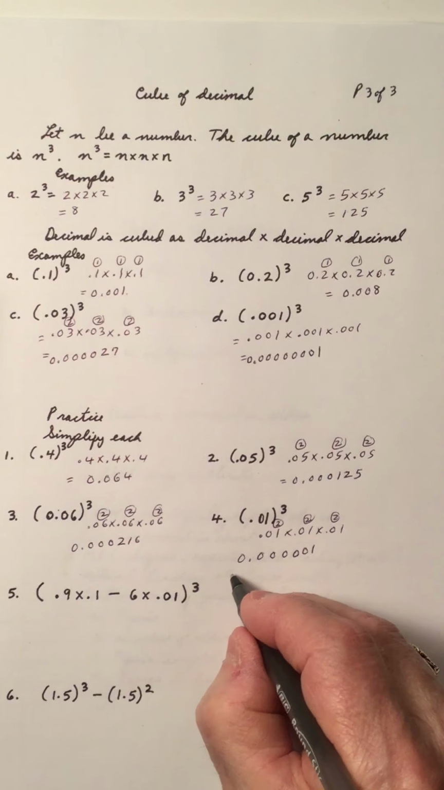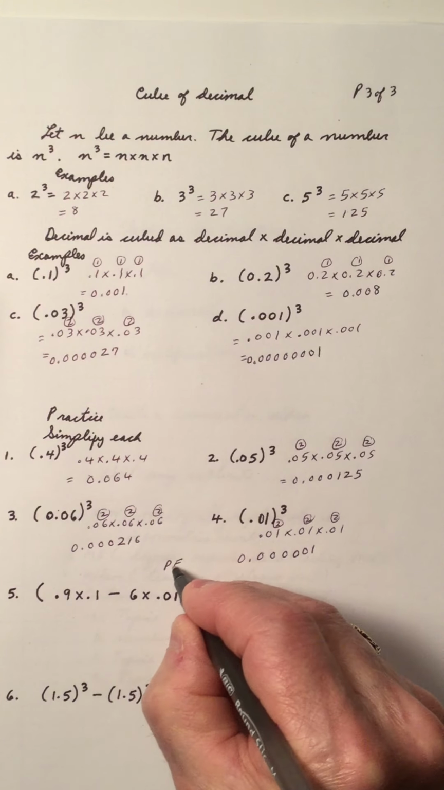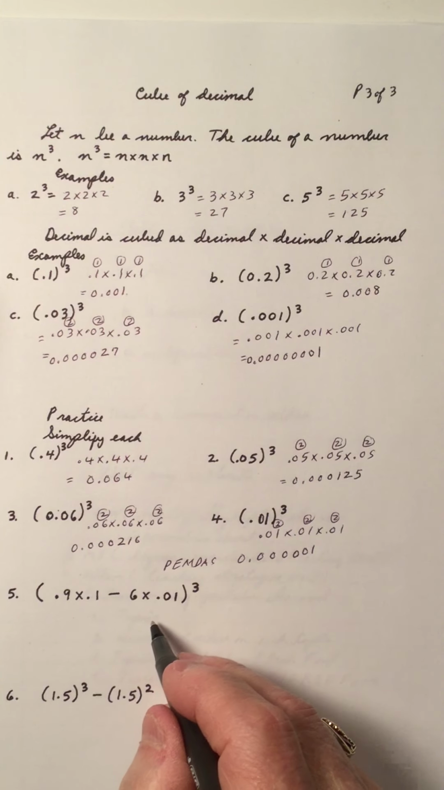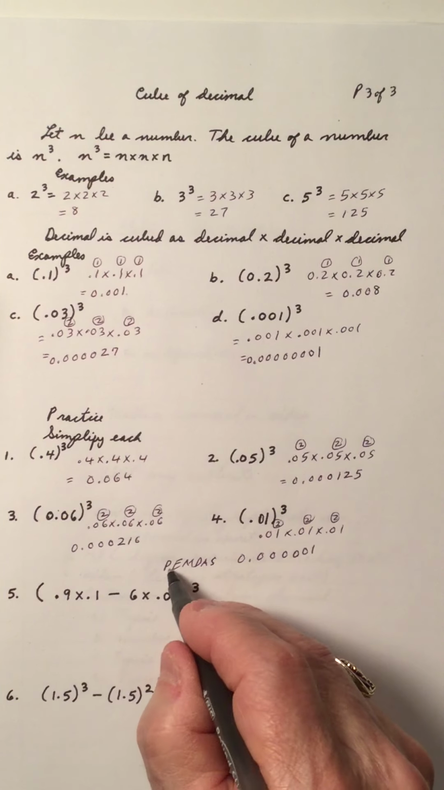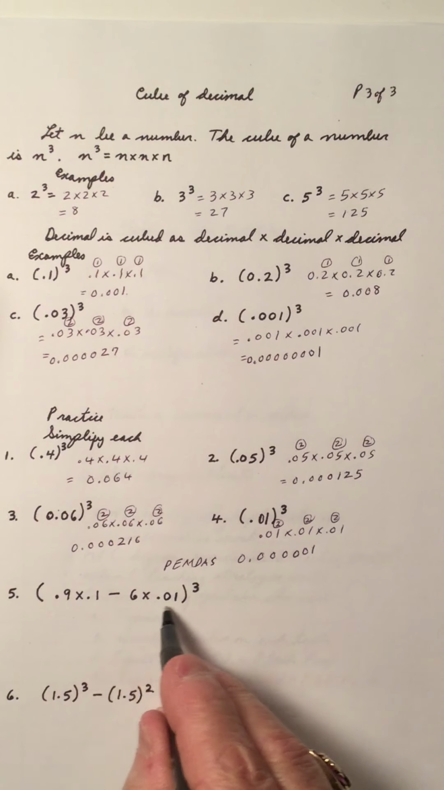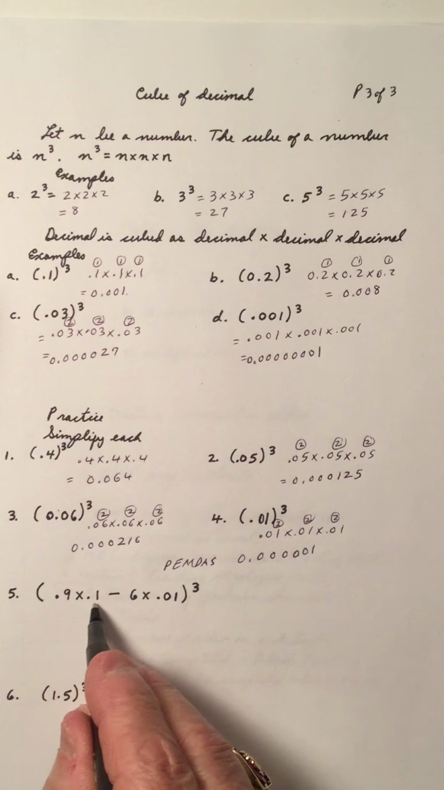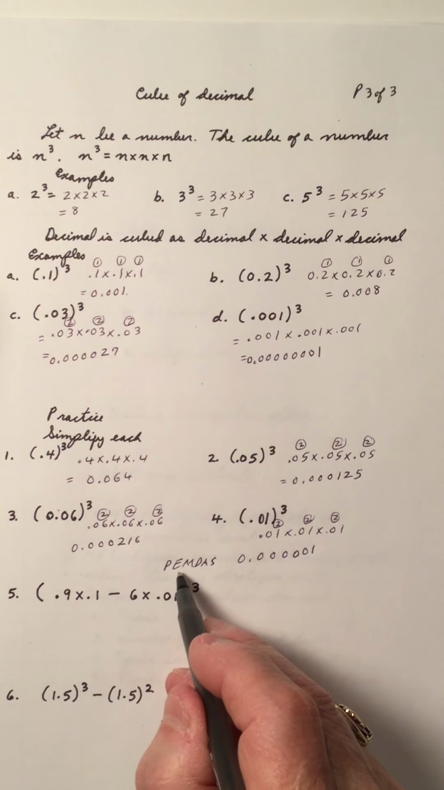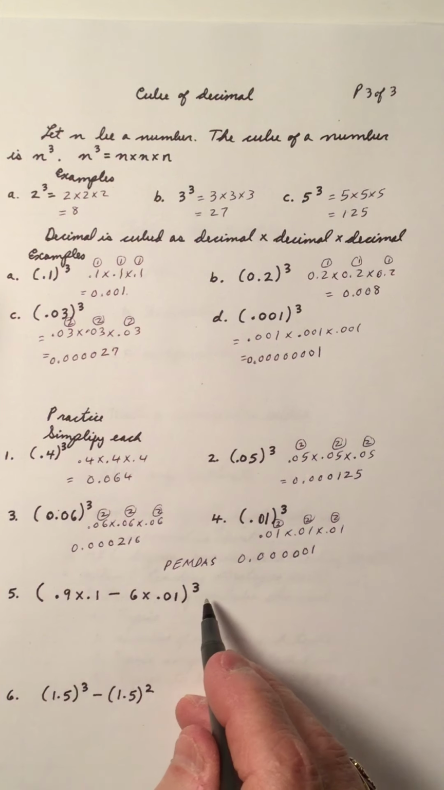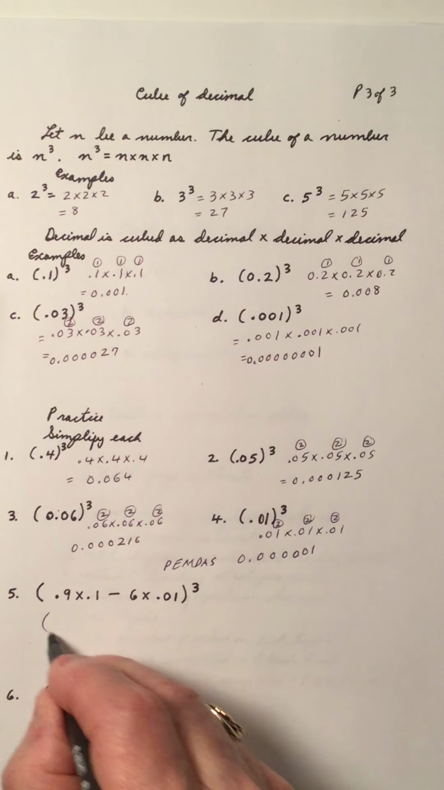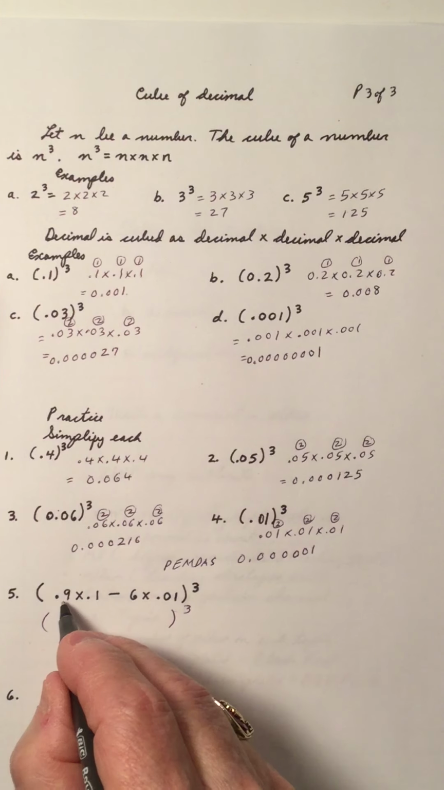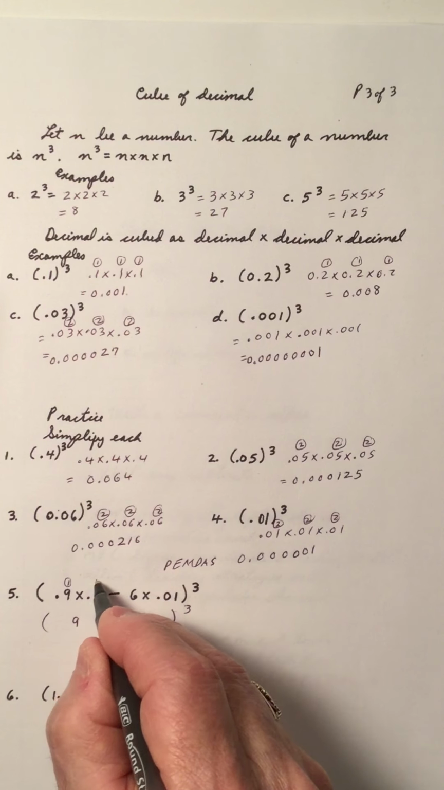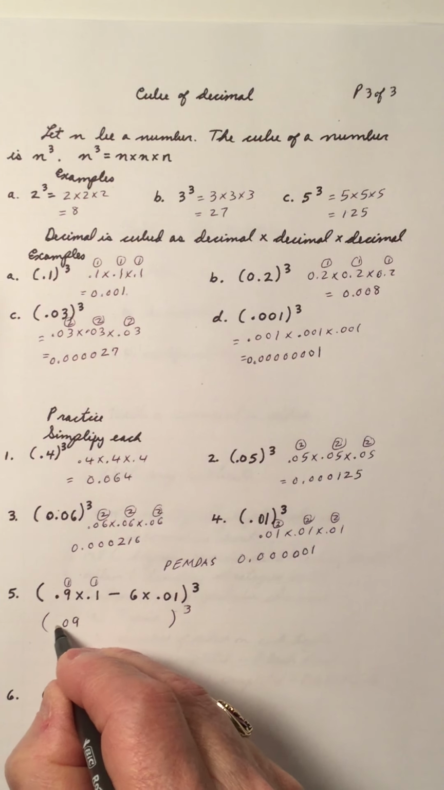Now we have PEMDAS, the order of operations. So we have to do the inside of the brackets, the parentheses, first. So we have to work in here. I have to multiply, add, multiply. The order of operations is I do multiplication, division, left to right, and then addition, subtraction. So decimal 0.9 times decimal 0.9 is 9, and there's 1 decimal place, 1 decimal place, so 2 decimal places, so it's decimal 0.09.